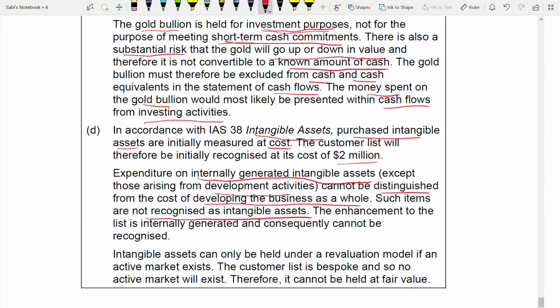So you have to see the enhancement, whether it's internally generated or purchased. Enhancement is something which is internally generated. So enhancement to the list is internally generated, so you cannot recognize it. End of the story. Full stop.